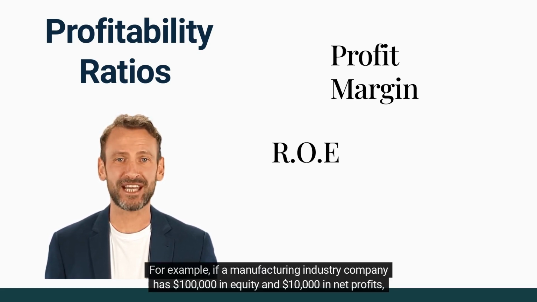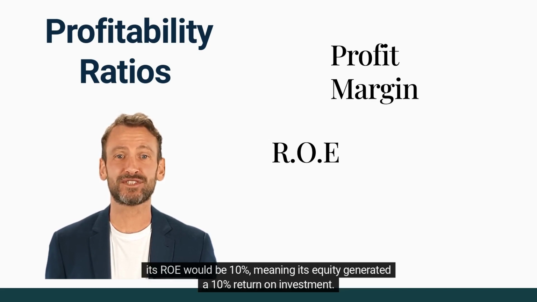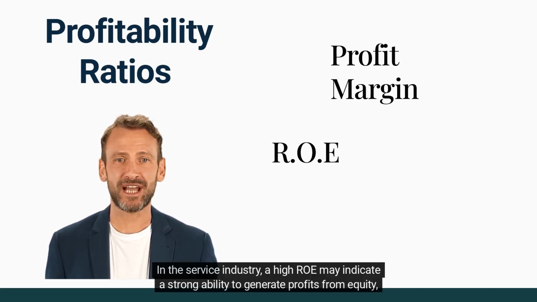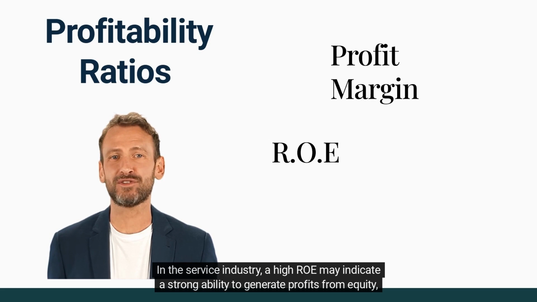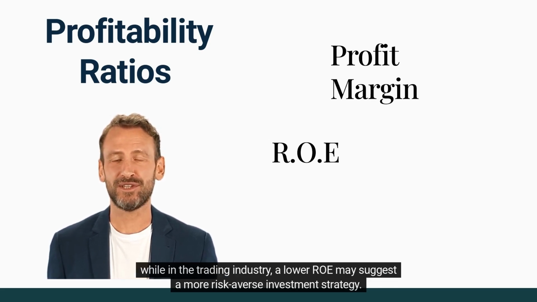For example, if a manufacturing industry company has $100,000 in equity and $10,000 in net profits, its ROE would be 10%, meaning its equity generated a 10% return on investment. In the service industry, a high ROE may indicate a strong ability to generate profits from equity, while in the trading industry, a lower ROE may suggest a more risk-averse investment strategy.